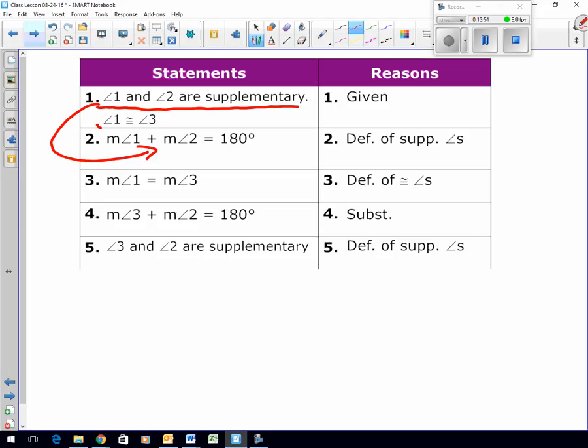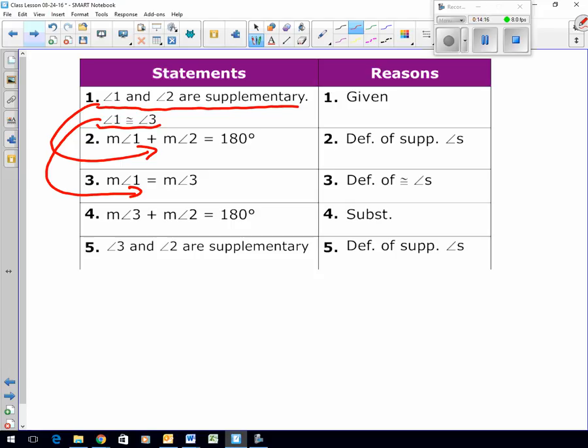Take my other bit of given information, say angle 1 is congruent to angle 3. That's great. What the heck does that mean? That means that the measure of angle 1 is equal to the measure of angle 3. How do I know? My definition of congruent angles. Okay? That's where we're going so far. Well, you'll see where this is going.